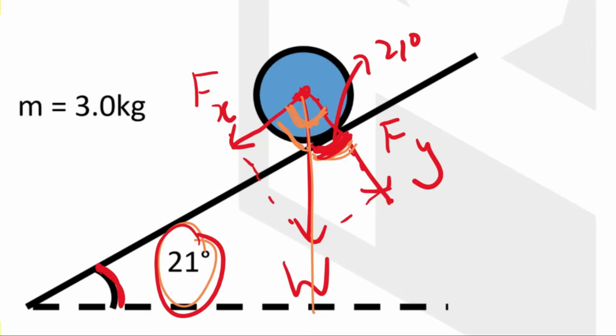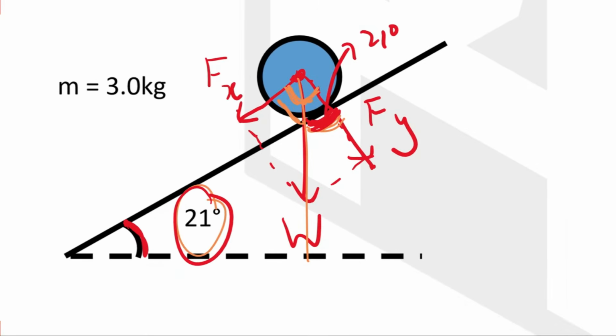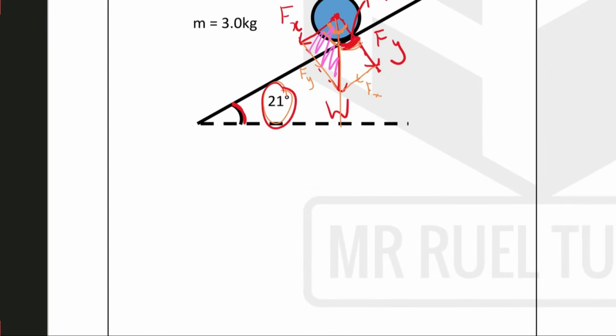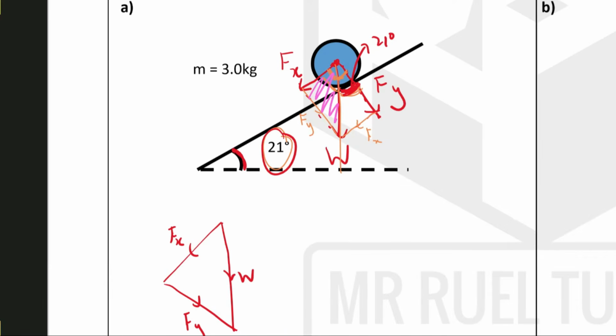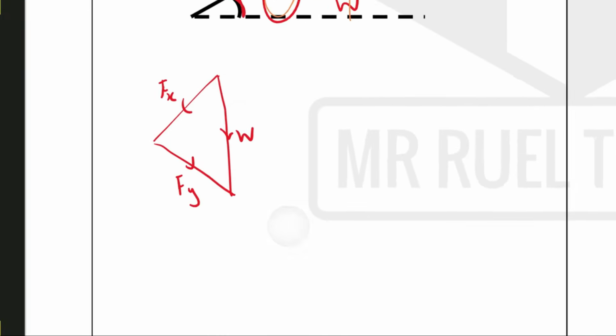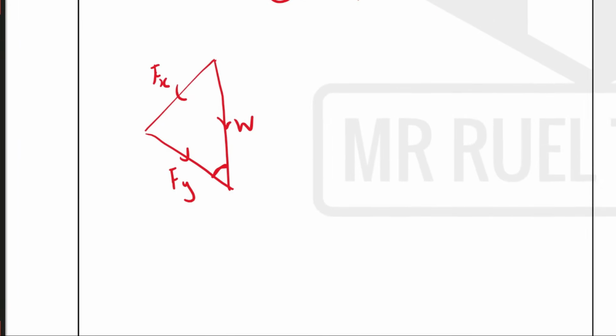If you look at this diagram carefully, you actually already have your two triangle of forces. This is also Fy, the same magnitude and same direction, and this is also Fx. Now we can either use this triangle. Let's try this triangle. Let's draw this out again. Fx, and then we add Fy. You must get the downward force of weight as the vector sum. The angle is between the Fy and W. So the angle between Fy and W is here. So this is 21 degrees.